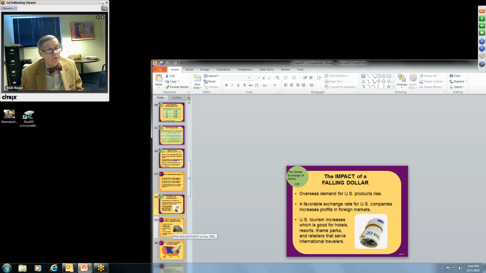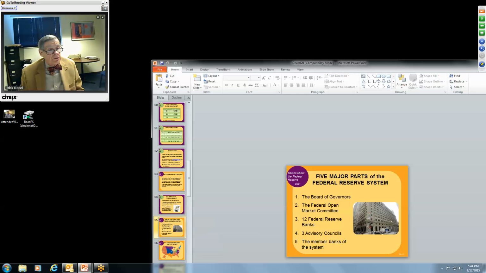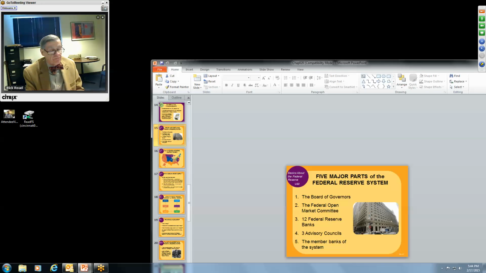Now, the next thing we're going to talk about, I want to make sure to skip a slide here, is the Federal Reserve. And these are the parts of the Federal Reserve that we want to be concerned about. Obviously, you don't have to commit these to memory, but there's the Board of Governors, the Federal Open Market Committee, the 12 regional Federal Reserve banks, 3 advisory councils, and then the member banks of the system itself. We kind of start out with this backwards. We're going to get to the history of this after we go through different things.